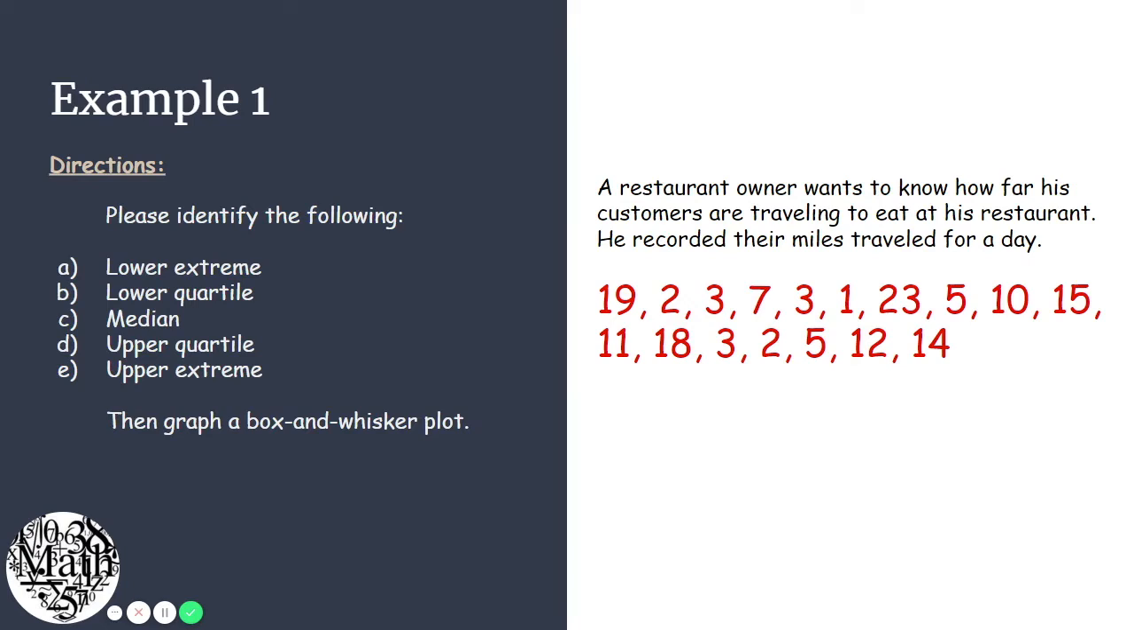The problem reads, a restaurant owner wants to know how far his customers are traveling to eat at his restaurant. He recorded their miles traveled for a day: 19, 2, 3, 7, 3, 1, 23, 5, 10, 15, 11, 18, 3, 2, 5, 12, and 14 miles. Please pause the video, write down the example problem, work it out yourself. When you are finished, please play the video again for the solution.